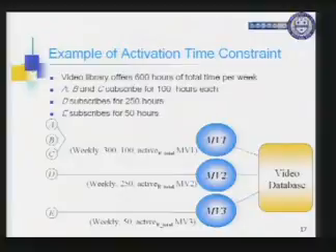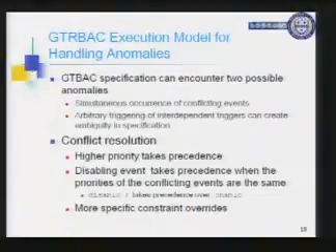Here's another example where we could use GTRBAC for a subscription-based system. This is overly simplified. If you have a video database used for video on demand, and you have subscription-based access to the video resources, then you can use activation time constraints on roles MB1, MB2, and MB3 to limit the access based on how much you are paying for the video on demand. So this is basically an overview of some of the constraints that can be expressed in GTRBAC.